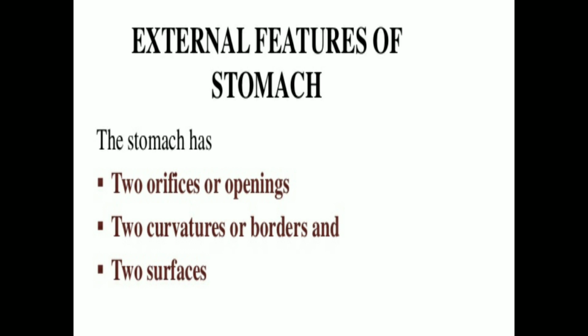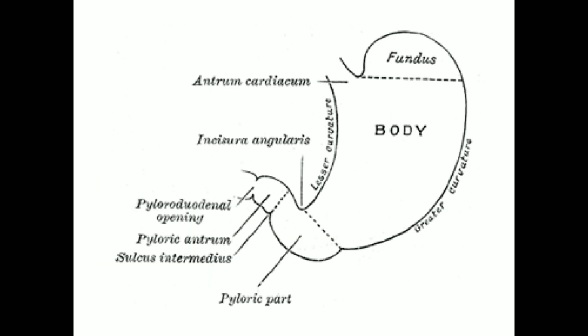Okay, next we look into the external features of the stomach. So remember, what we are looking at now is the external features of the stomach. Remember the rule of two. It consists of two orifices or openings. It consists of two curvatures, otherwise called borders, and two surfaces. So remember, the stomach consists of two orifices or two openings, two curvatures or borders, and two surfaces. Look here, look in the figure, you can make it out.